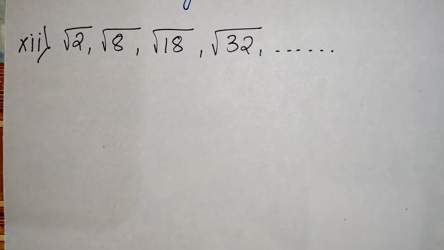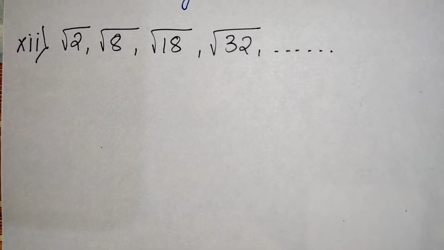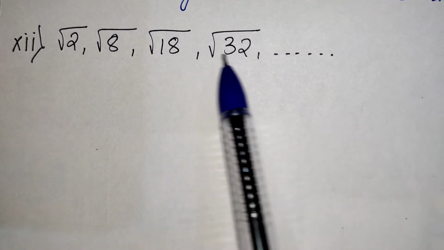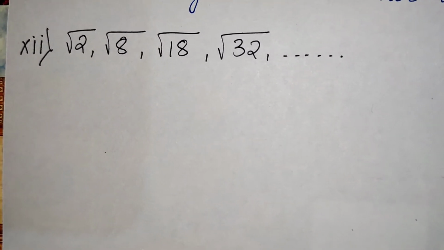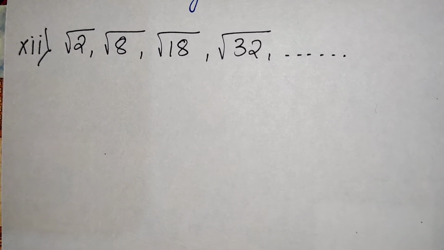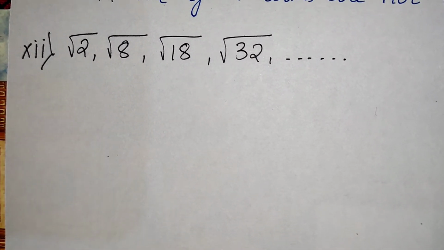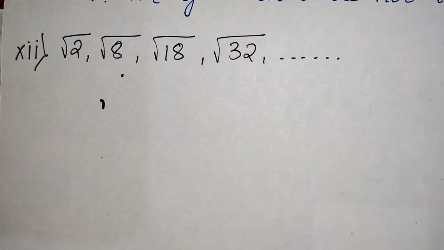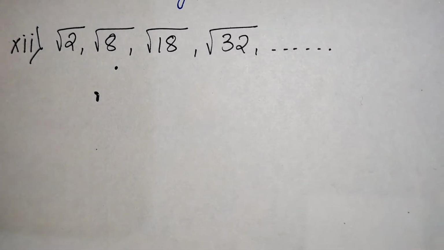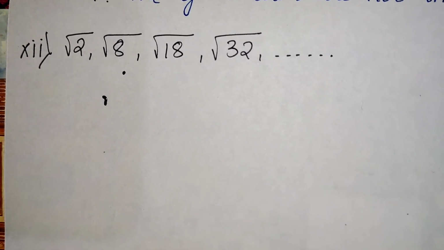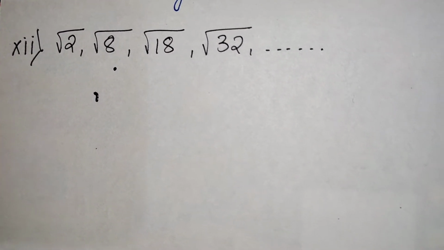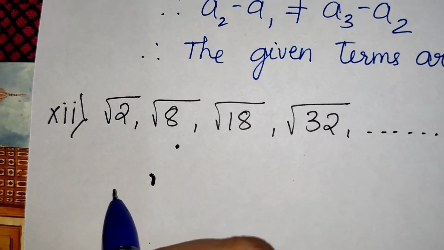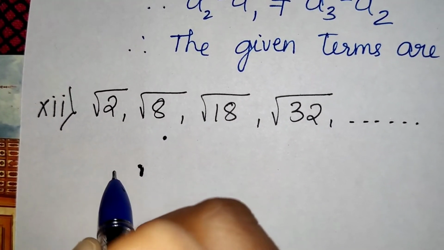Now let us see the 12th problem. The terms they have given are root 2, root 8, root 18 and root 32. Now which is a1? Yes, root 2. Which is a2? Root 8. Which is a3? Root 18. Which is a4? Root 32. Now how to find out D? Tell me the formula to find out D.